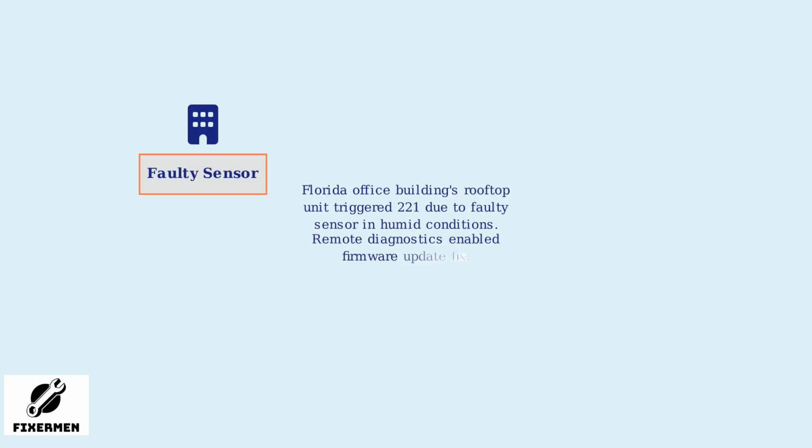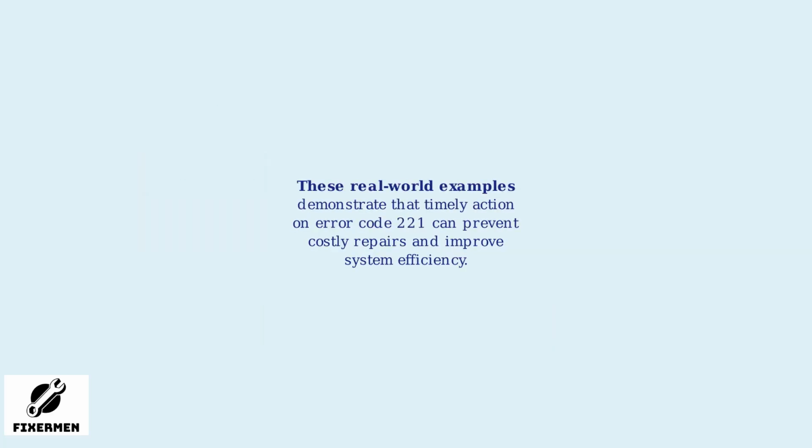In a commercial example from Florida, an office building's rooftop HVAC unit triggered error code 221 due to a faulty sensor in humid conditions. Trane's remote diagnostics quickly identified the problem, allowing a firmware update to resolve the issue without requiring an on-site visit. This proactive approach saved $2,500 in potential emergency service calls, as featured in a 2026 HVAC Today article. These case studies highlight the importance of timely action when encountering error code 221.